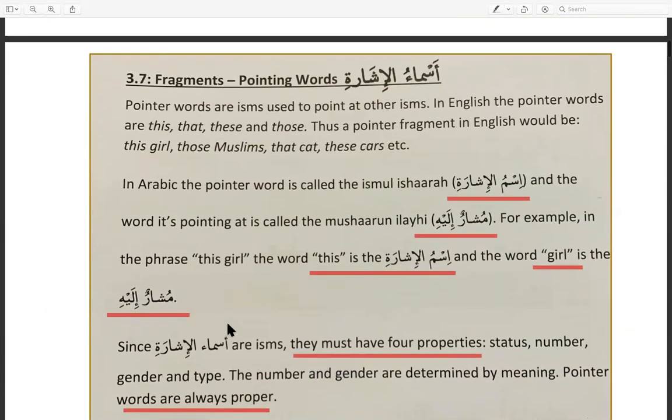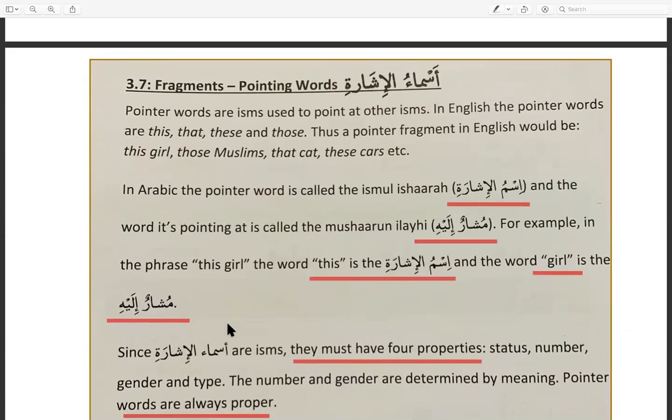Okay, so Asmaul Ishara, we can call them pointing words. Pointing words are ism, and they are used to point to another ism. In English, the pointer words are this, that, these, those. So the pointer fragment in English would be this girl, those girls. Ishara means point.